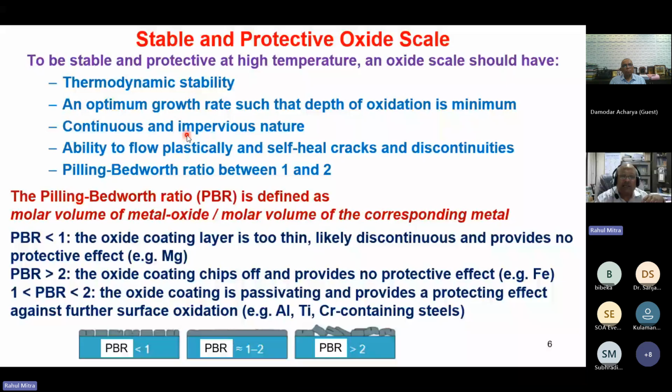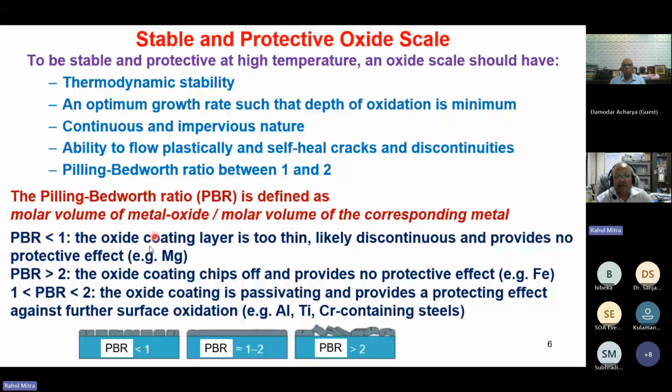And the oxide scale should be able to flow plastically and self-heal cracks and discontinuities. So for all this, the continuous impervious nature and the ability to flow plastically and self-heal cracks and discontinuities, there are certain properties which are important. Another important property is Pilling-Bedworth ratio between 1 and 2. The Pilling-Bedworth ratio is basically the ratio of the molar volume of the metal oxide to the molar volume of the corresponding metal. So now if this ratio is too much, what happens?